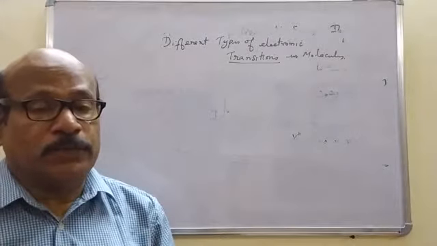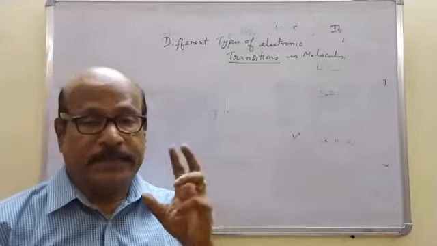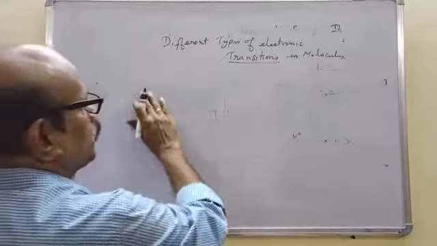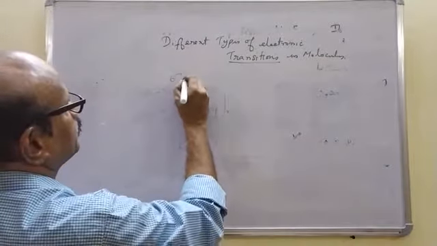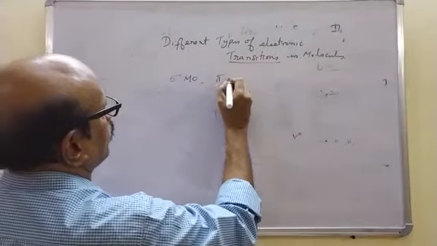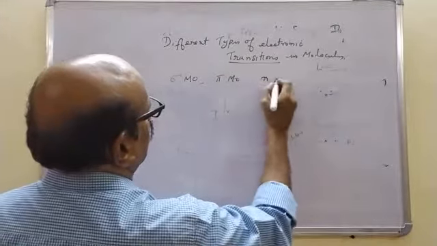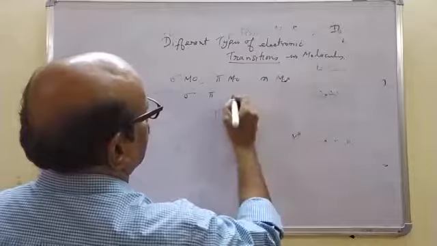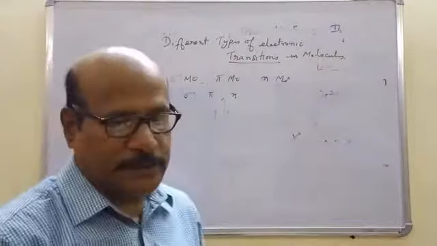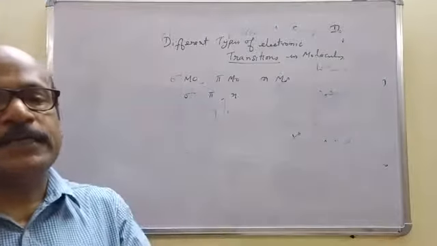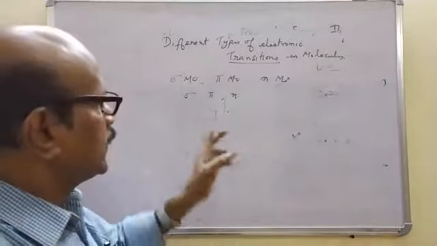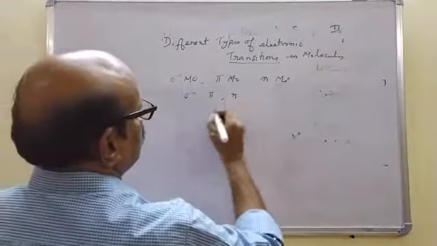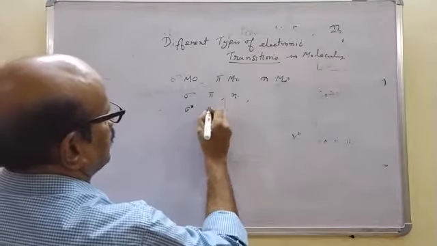Depending on the structure of the molecule, a molecule can contain mainly three different types of molecular orbital: sigma molecular orbital, pi molecular orbital, and a non-bonding molecular orbital, n. So sigma, pi and n. Corresponding to sigma and pi, there are sigma star and pi star also.